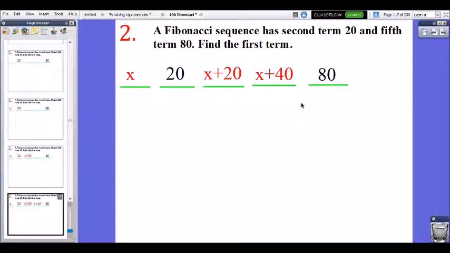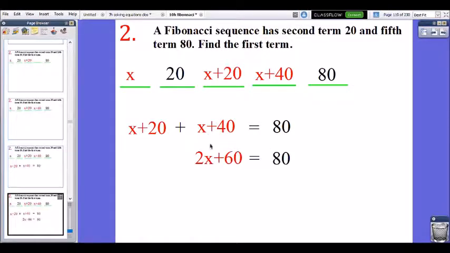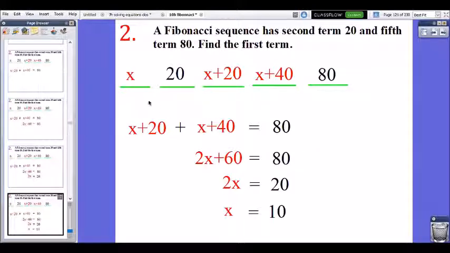I'm going to make an equation here. I know that my last term is 80, and we have expressions for these two. So what I can say is that my third term and my fourth term add together to equal 80. Can you make an equation out of that? So x plus 20 plus x plus 40 equals 80, because the previous two terms must add together to give the next term. Okay, well, let's simplify. So x and x gives me 2x, and 20 and 40 gives me 60. So I've collected my like terms, and now I've got an easy equation to solve. Subtract 60 from both sides, so 2x is 20, which means that 1x must be 10. And I've solved the problem.